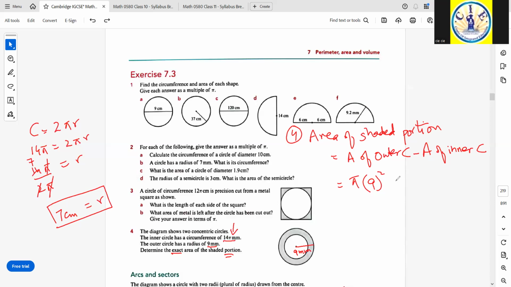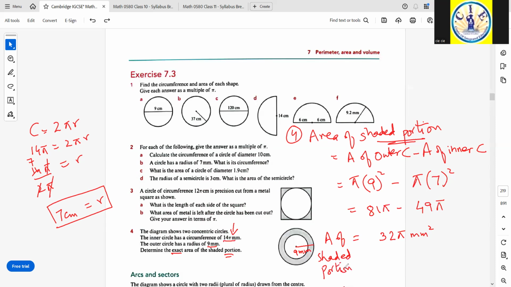So I'm going to replace it in the formula pi r squared, which will give me 81 pi minus 49 pi, which is 32 pi, and the units are millimeter squares. So this is the area of the shaded portion given in terms of pi, 32 pi millimeter squares. So that completes question number 4 as well as exercise 7.3.